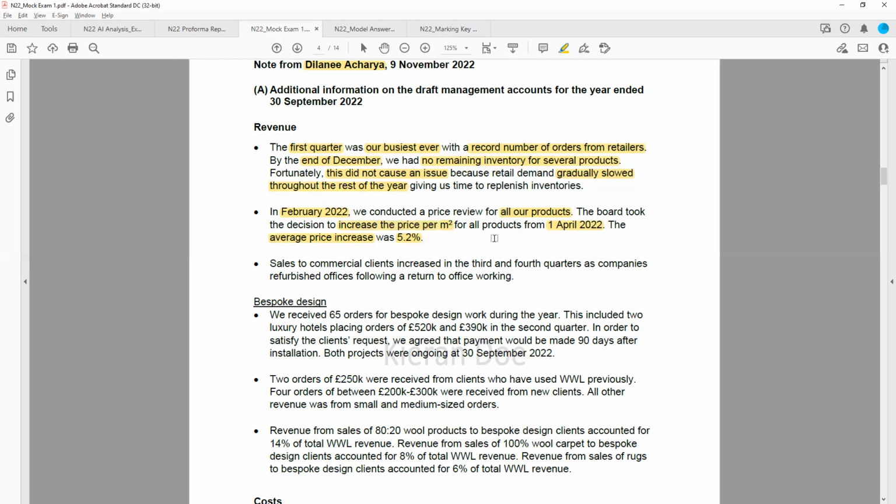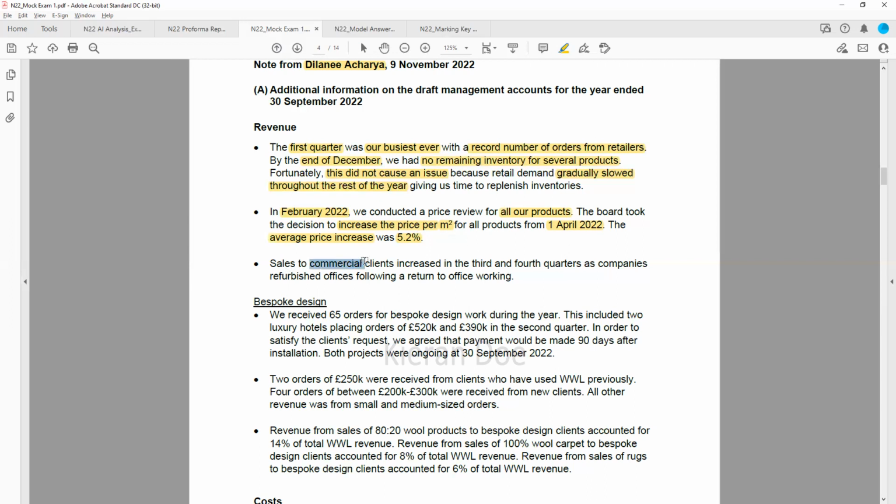So, I mean, that's going to explain why revenue would have gone up, well, for all of them, really, if there's been a price increase per metre square for all products. So we could possibly use that, with commercial, we could use it as bespoke, we could possibly even put that in with overall revenue, because it affects all of them. Or we could have it possibly with some of our products.